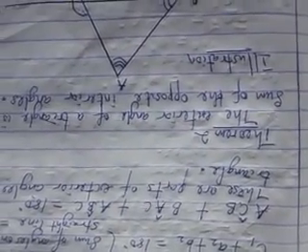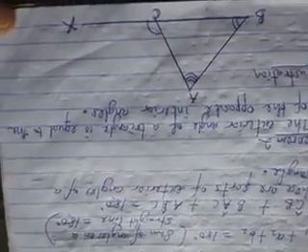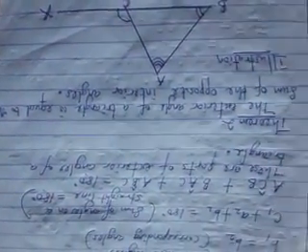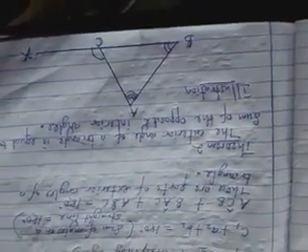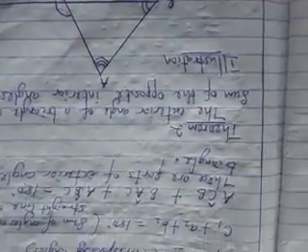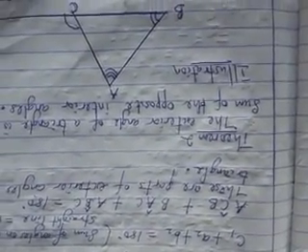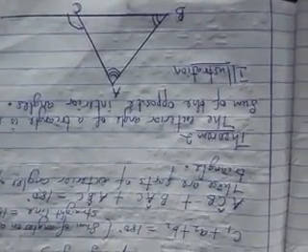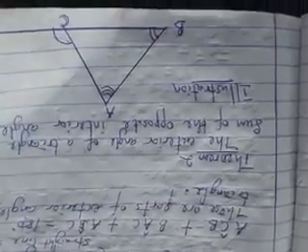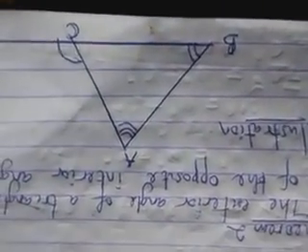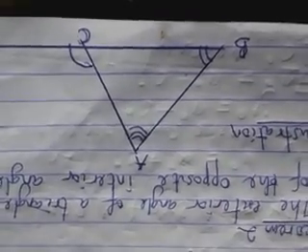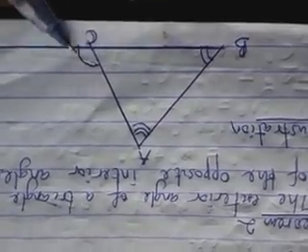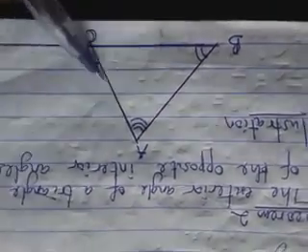Looking at theory 2. The exterior angle of a triangle is equal to the sum of the opposite interior angles. This is another theory. I repeat, the exterior angle of a triangle, when I mean exterior angle, I mean the outside angle of a triangle, is equal to the sum of the opposite interior angles. Look at this diagram. This exterior angle, this particular angle you can see here, is an exterior angle. It means it is an angle outside the triangle.